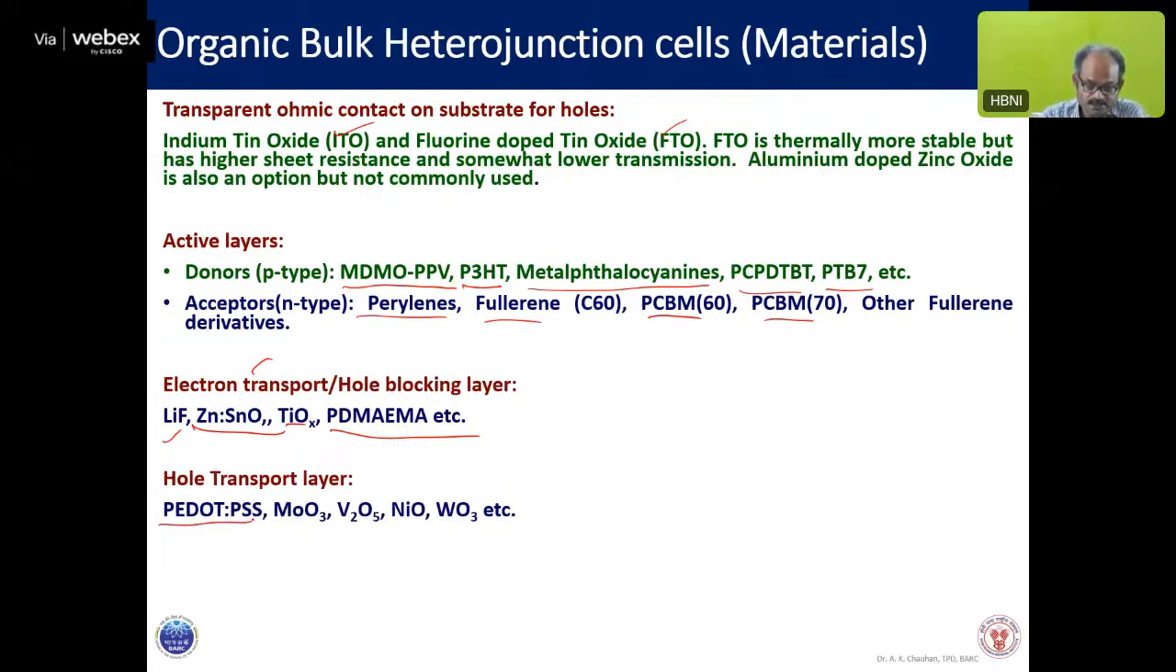So PEDOT:PSS is the most commonly used material, and MoO3, V2O3, NiO, WO3 are some of the materials which are very commonly used as hole transport layer. For the back contact, obviously you will need some metals: aluminum, gold, calcium, silver. These are some of the common materials used for the back contacts.